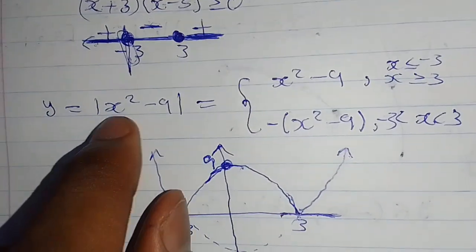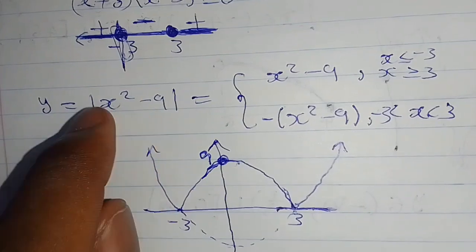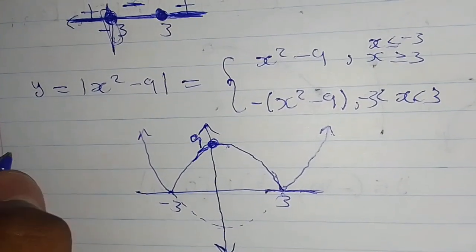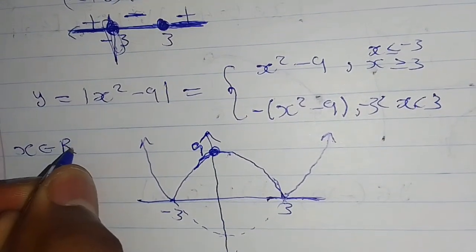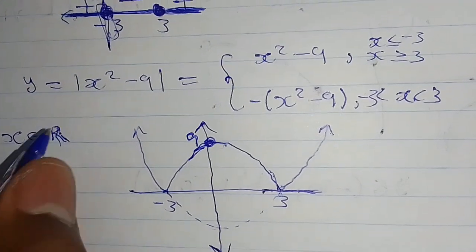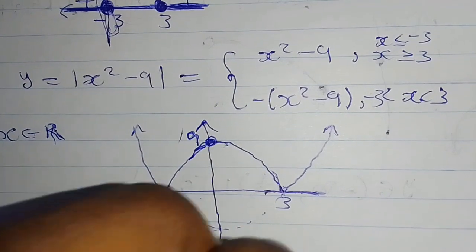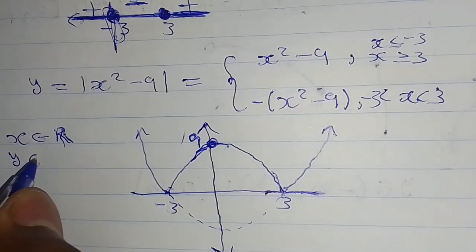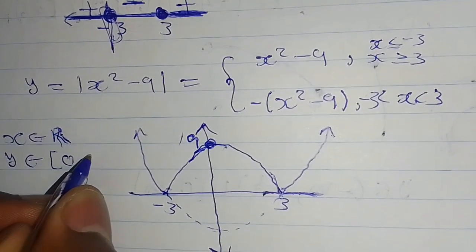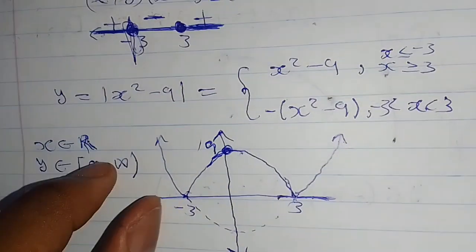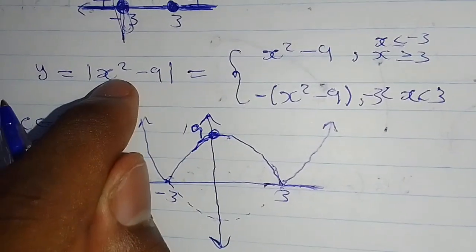But now, what is the domain and range of x squared minus 9, the absolute value of that? So the domain, we realize that it's all sets of real numbers since there were no restrictions offered. And then for the range, it's technically all positive values. It doesn't have a negative value. So for the range, y goes from 0 to infinity. So that will be the range of the absolute value of x squared minus 9.